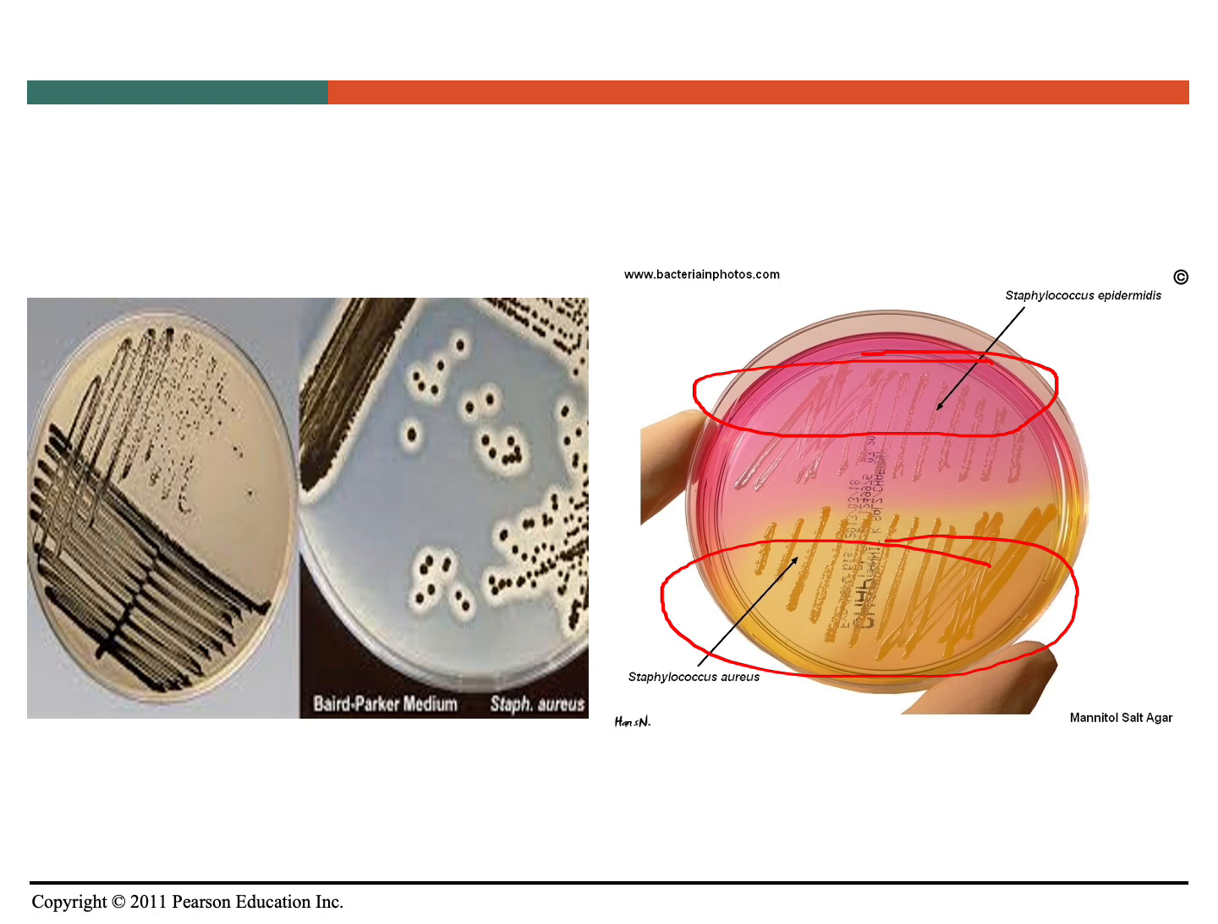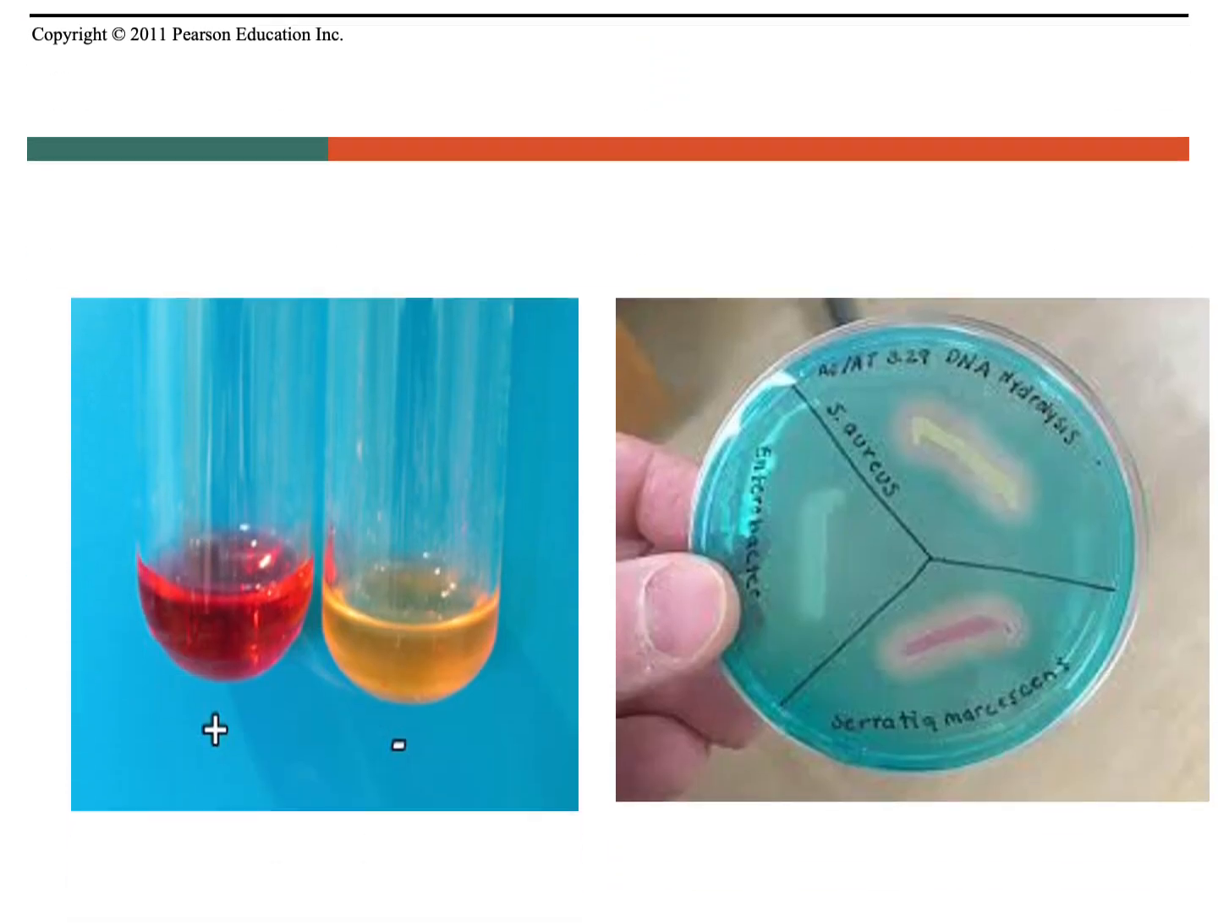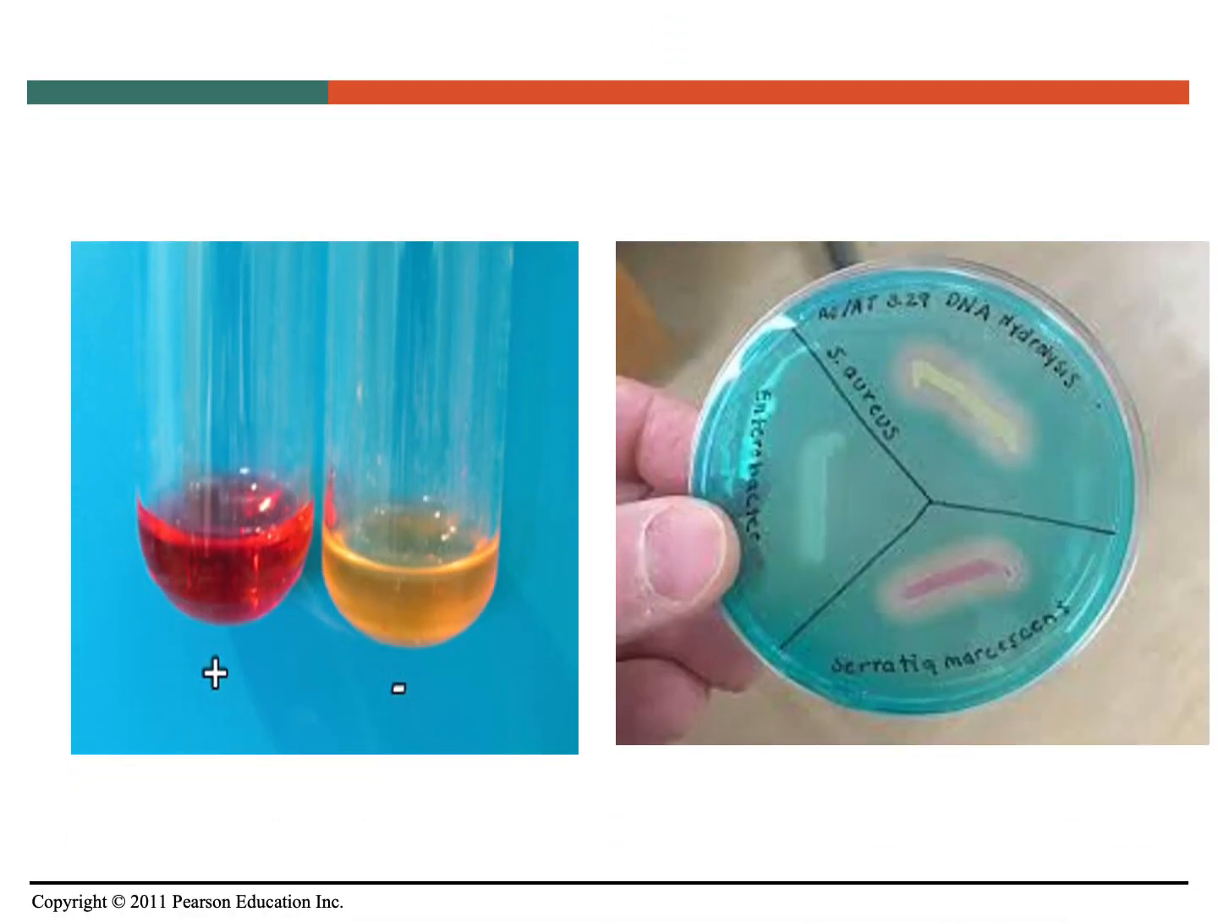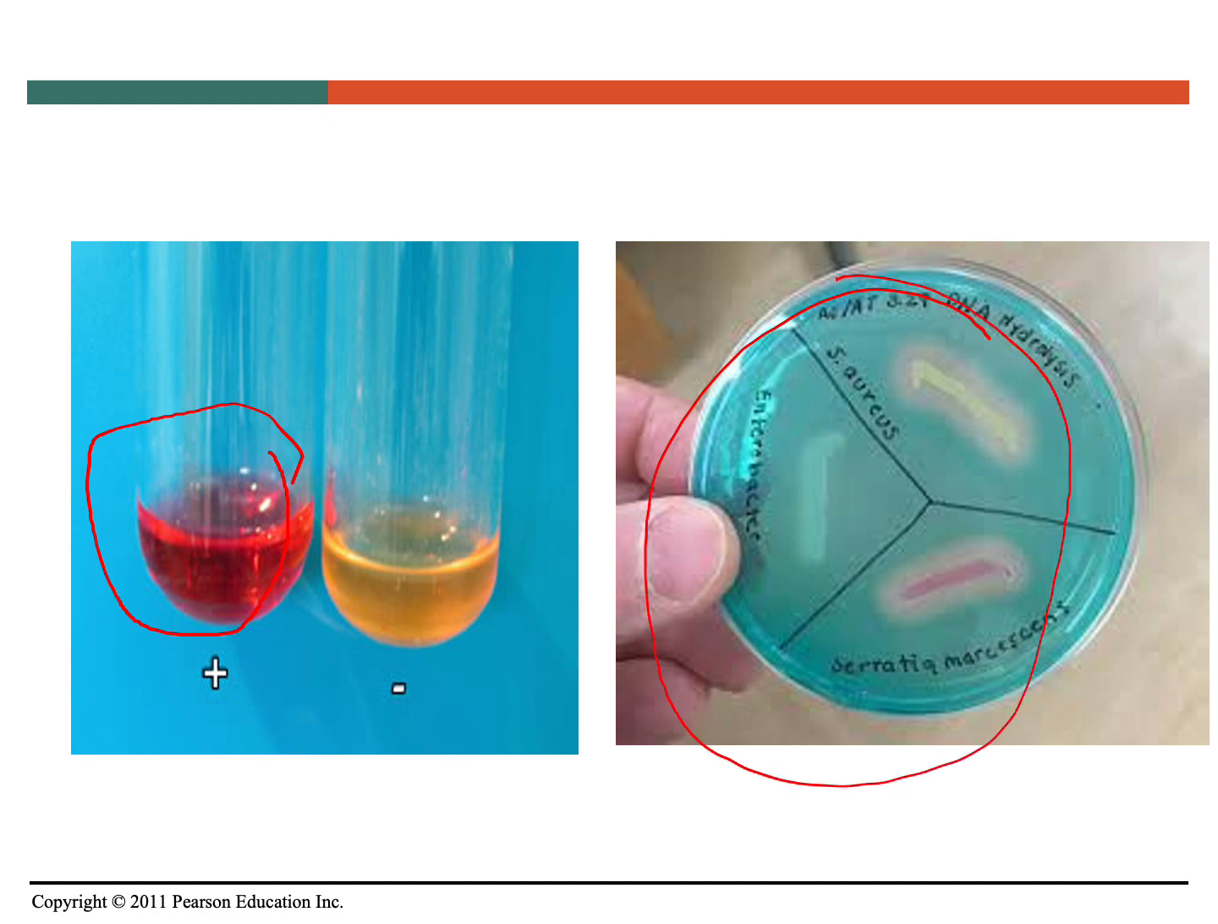This is your tellurite agar. So you see there black colonies. This is your Voges-Proskauer test. So this is the positive result because of the byproduct acetoin. And this is your DNase test. So positive result for this one here for Staph aureus.